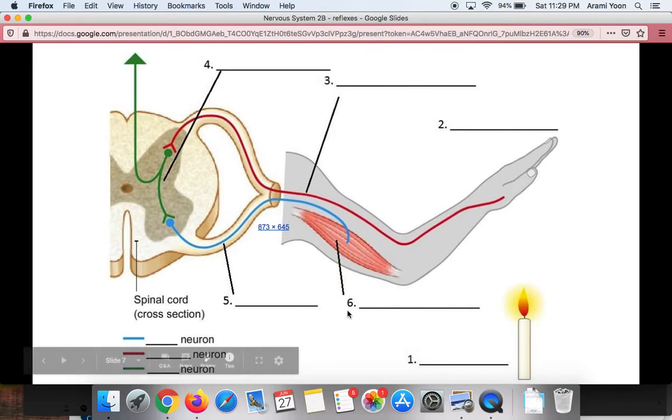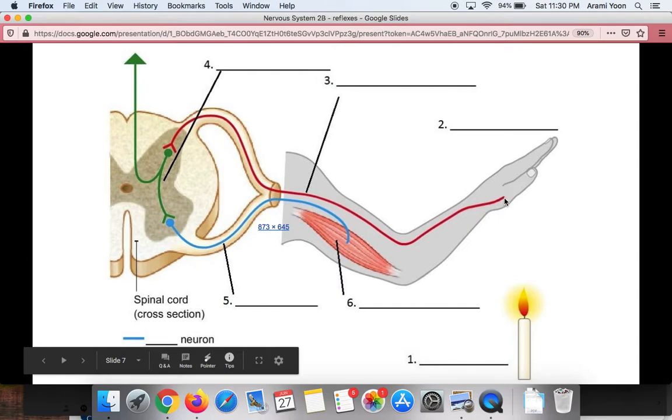All right, so first of all, you have a candle. That's your stimulus, and it is a painful heat source if you touch it. And so here you have your hand, and in your hand you have the sensory receptor that would go off if your fingers touched the candle flame.